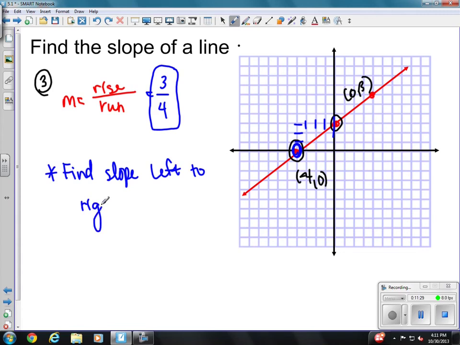And then you can always go back and check. This line's going up and to the right, so that must mean it's a positive slope. So we look over here at what we got, and it is also a positive slope. So we're good. So let's look at our last example.